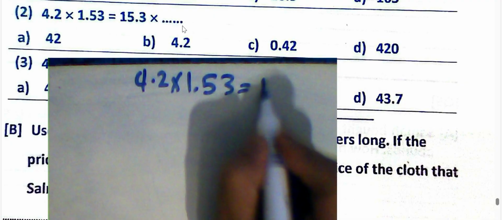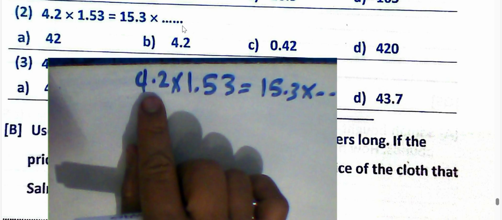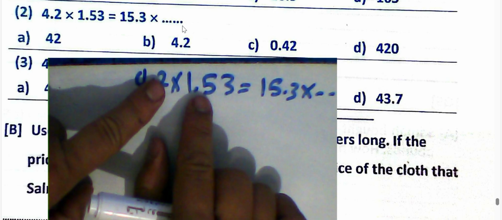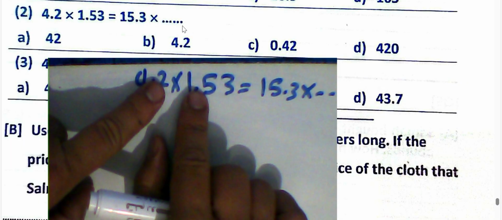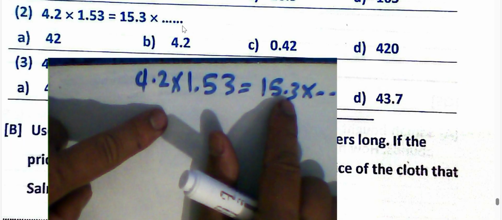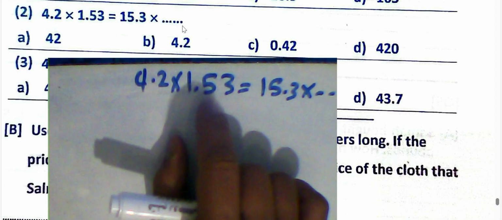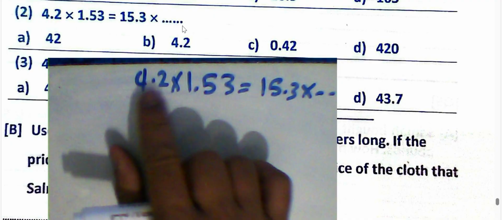4.2 multiplied by 1.53 is equivalent to 15.3 multiplied by what? Look here. If we cancel the point, it will be 42 and here 153. Look, this number is similar, but the point is after 1 place here and 2 places here. So in the answer, we must have 2 places also. Because we have 1 place and it will be 2 places.